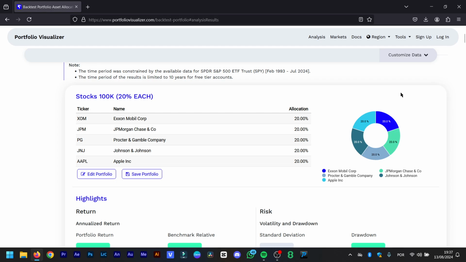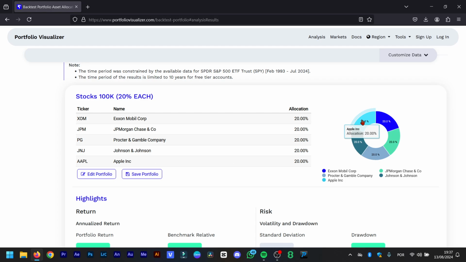The first one will be Apple. Okay, so Apple is right here. Apple Inc. Allocation 20%. Okay, this will be, for example, 20,000 US dollars. If we're talking about a 100,000 portfolio, 20% will be 20,000 worth of Apple, or AAPL. So this gives us exposure to the technology sector, which is a key part of the diversified portfolio.